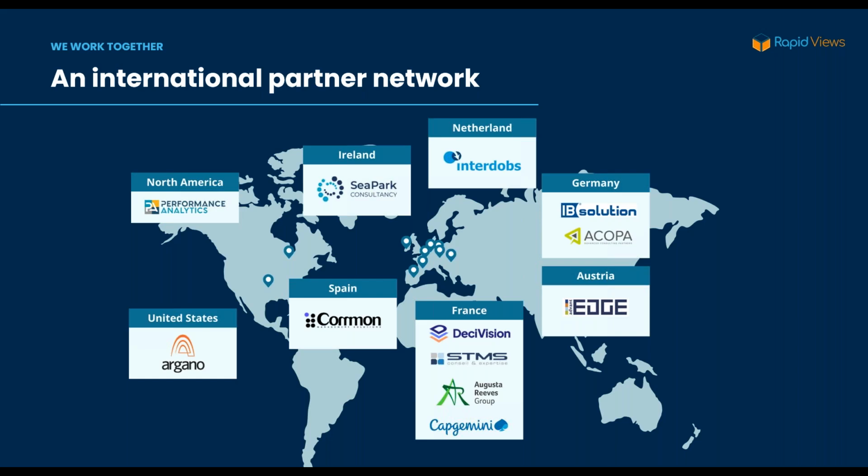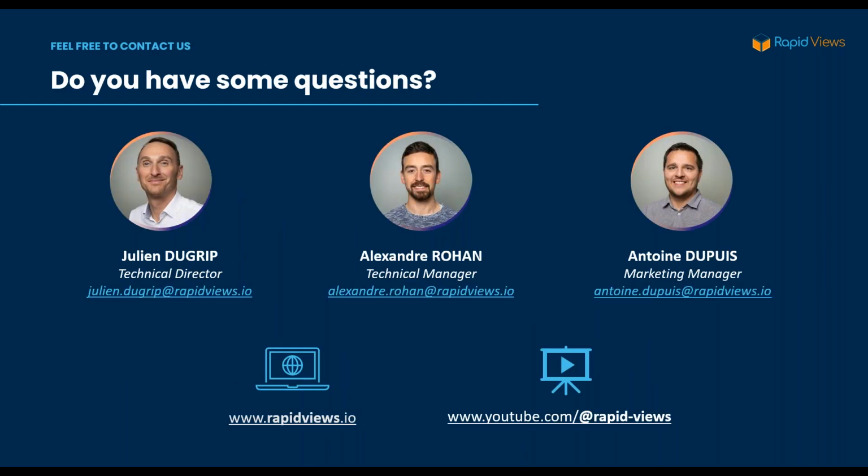An international partner network. We have partners that help RapidUse to deploy the solution in North America, in the United States, Performance Analytics, Argano; in Spain, Common MS; in Ireland, CPARC; in the Netherlands, Interlops; in France, Decision, STMS, Augusta Levé, and Capgemini; in Germany, IB Solution and Acopa; in Austria, Advantage. We have a list of partners in multiple countries to help RapidUse deploy the solution. Don't hesitate if you have questions, send an email to Alexandre, Antoine, or directly me.